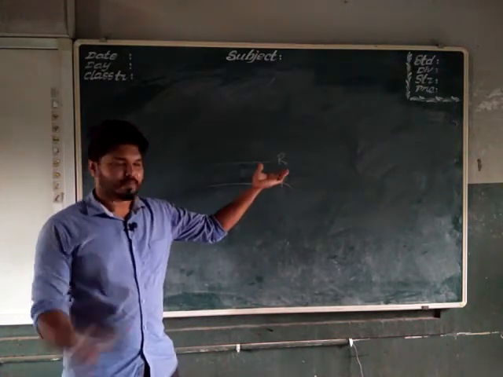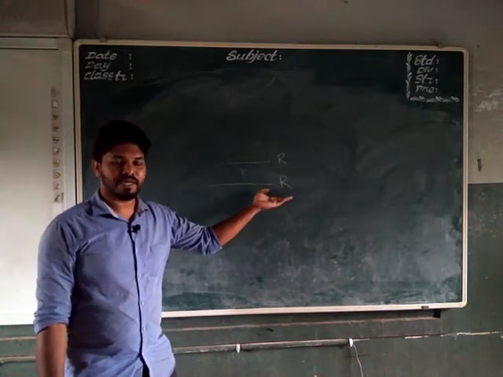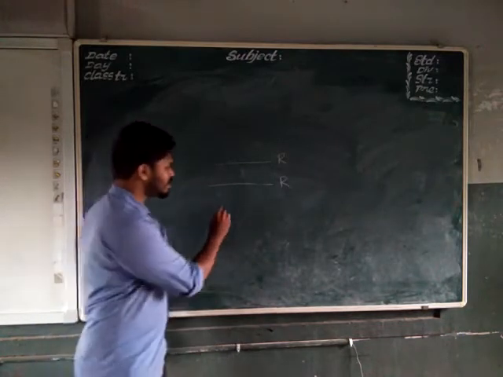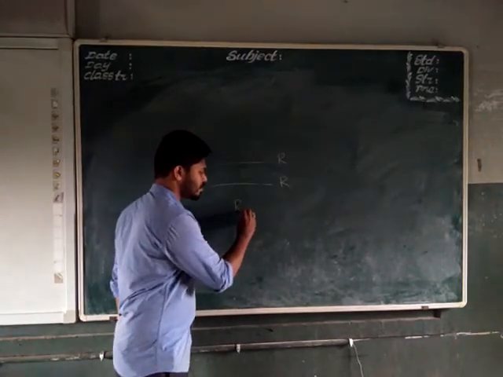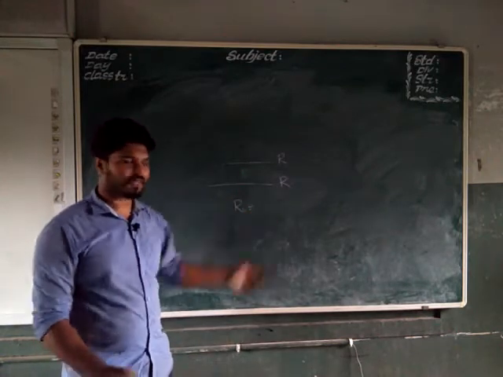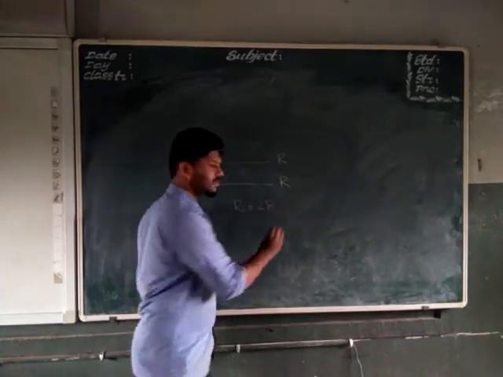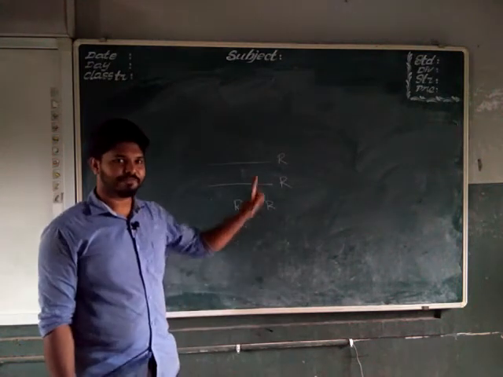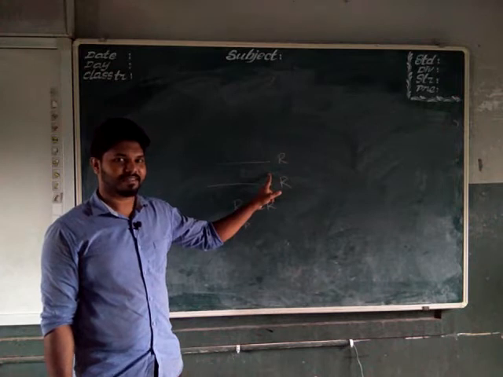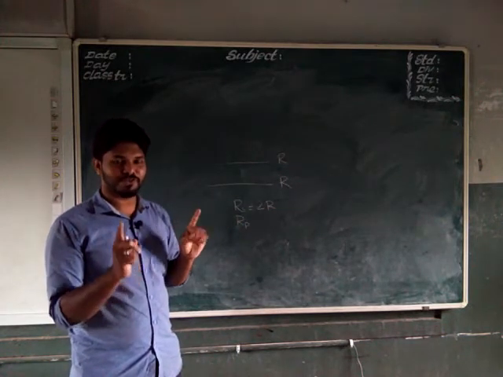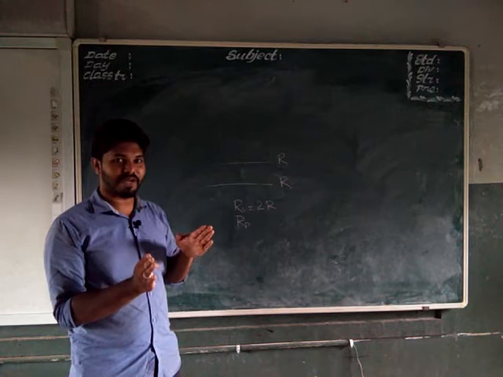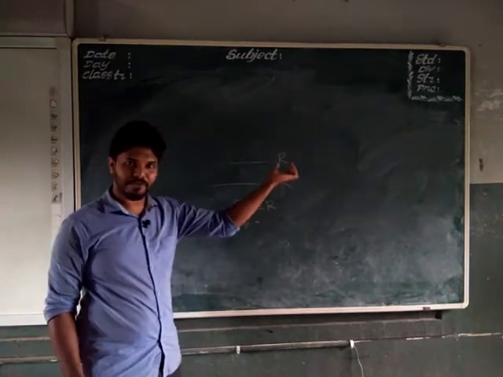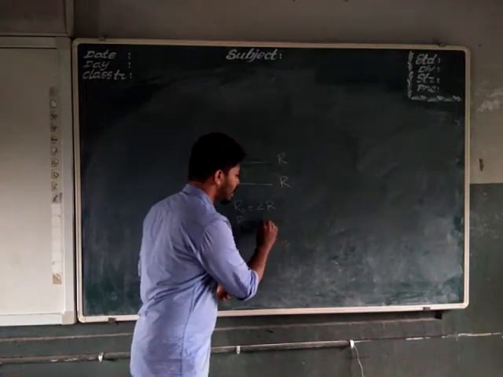See, coming back to the point. So we have two wires with resistance R and R. If they are connected in series, what will be their equivalent resistance? Rs is equal to R plus R, which is equal to 2R, isn't it? If they are connected in parallel, what will be their equivalent resistance? If two resistors of equal value are connected in parallel, their equivalent resistance will be half of their individual resistance, that is R by 2.